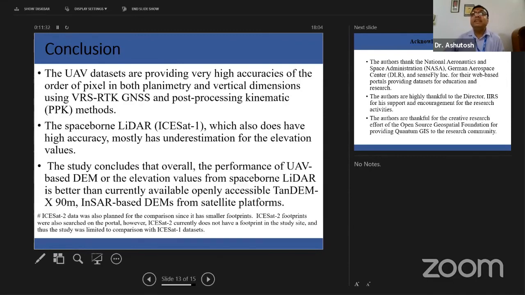make my last point: what this UAV technology is providing is a very great platform to get very high spatial resolution data with high accuracy and compatible GNSS accuracies, which we are not yet able to achieve by other methods. The nearest method to that is aerial photography.